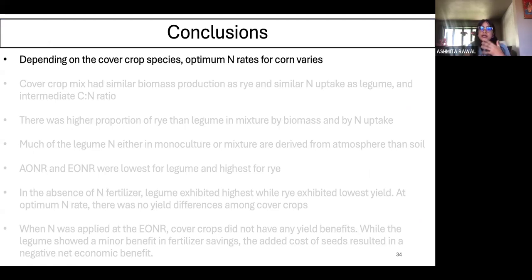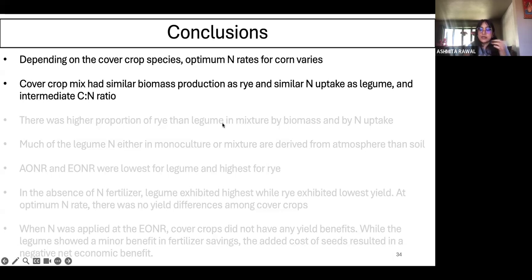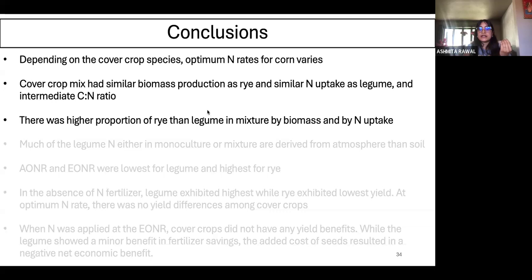This leads me to my conclusions. Depending on different cover crop species, as we saw, optimum nitrogen rates for corn also vary. The cover crop mixture had similar biomass production as that of rye, which was high, and similar nitrogen uptake as legume, which was high, and an intermediate carbon to nitrogen ratio. So the carbon to nitrogen ratio for legume was lowest, rye was highest, and mixture was intermediate.